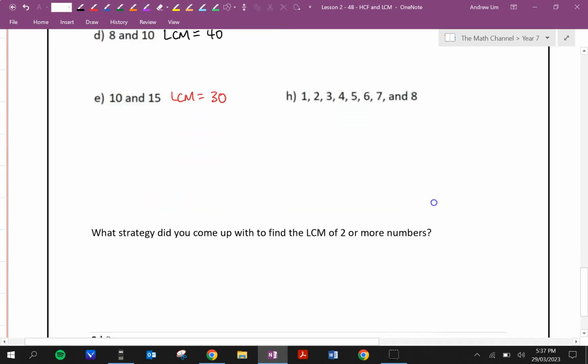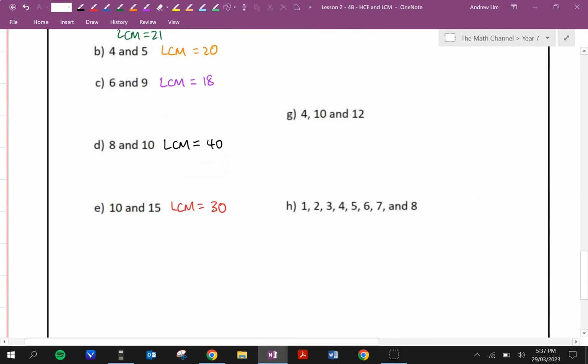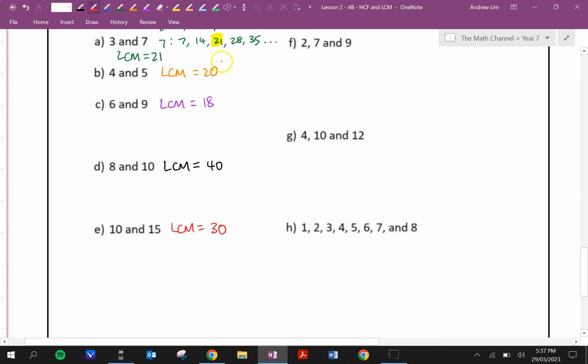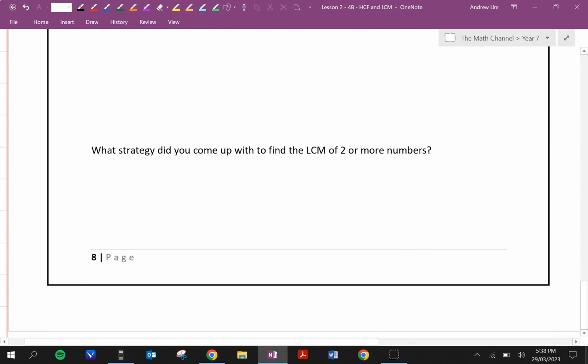Okay, down here I've got: what strategy did you come up with to find the lowest common multiple of 2 or more numbers? I want you to think about how did we get 20 from 4 and 5? How can we get 18 from 6 and 9? How do we get 40 from 8 and 10? How do we get 30 from 10 and 15? Is there a method that will work every single time? Okay? And the answer is yes, there is an answer. So let me tell you my strategy.